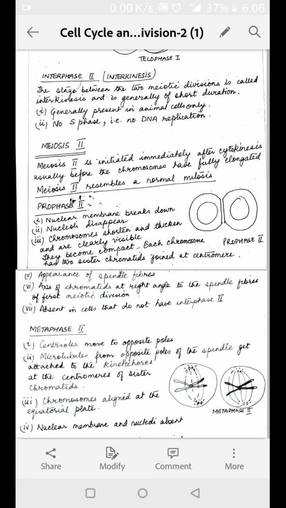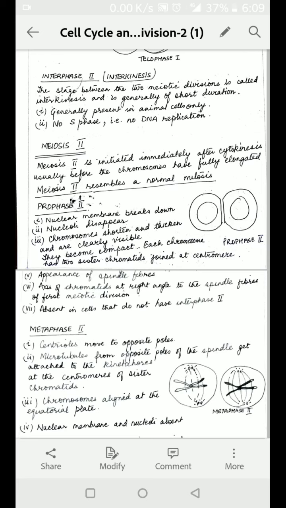During prophase 2, the nuclear membrane breaks down, nucleoli disappear, and the chromosomes shorten and thicken and are clearly visible. They again become compact, and each chromosome is made up of 2 sister chromatids. Spindle fibers appear between the centrioles that have started moving towards the opposite poles, and the axis of the chromatids is at right angles to the spindle fibers of the first meiotic division.